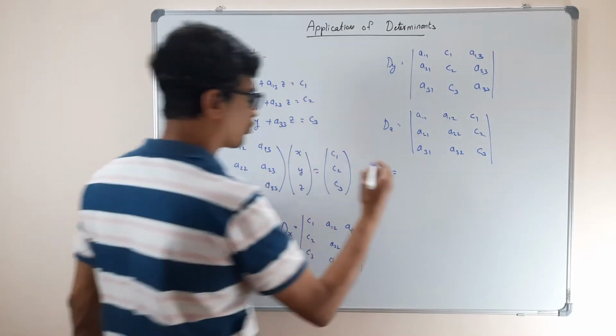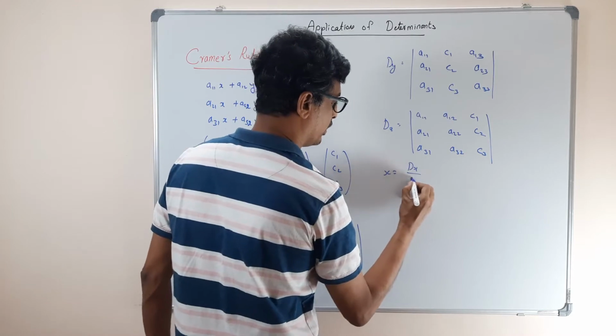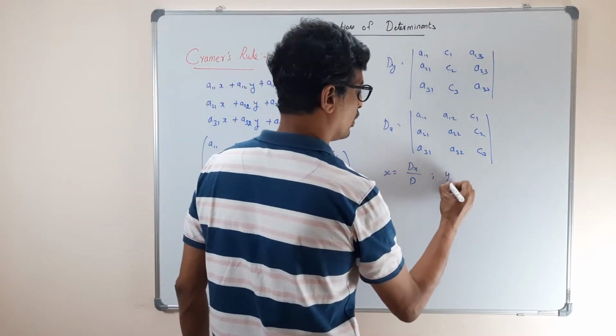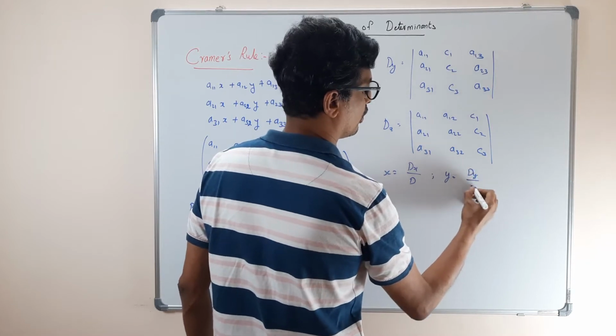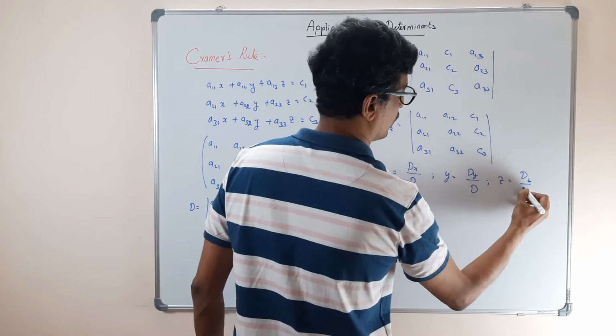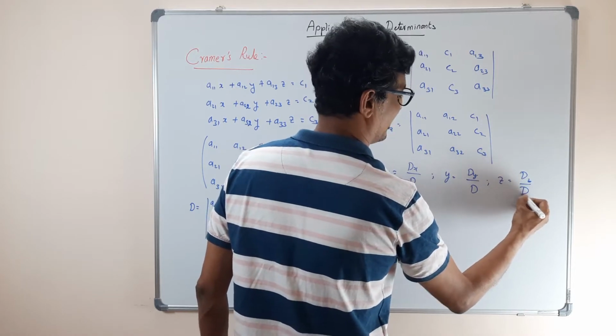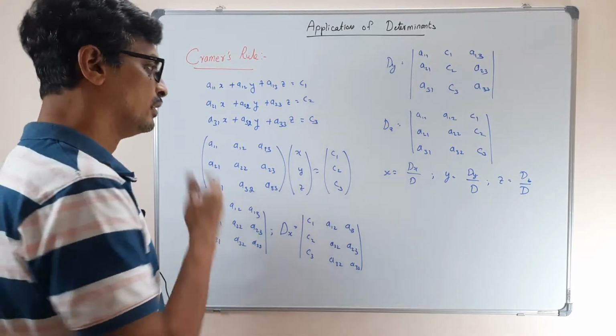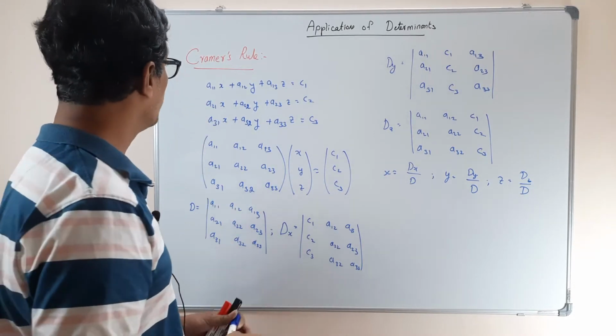So what will be your x? Dx by D, where Dx is this and D is this. And y is Dy by D. And z is Dz by D. This is the way you can solve any linear equations using Cramer's rule.